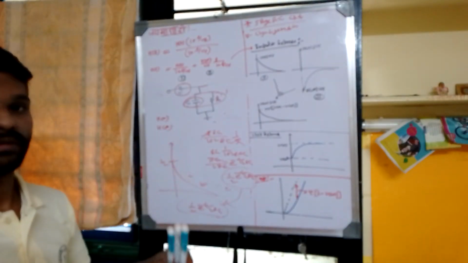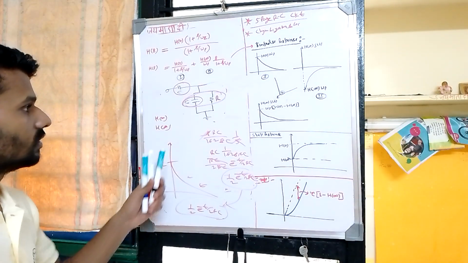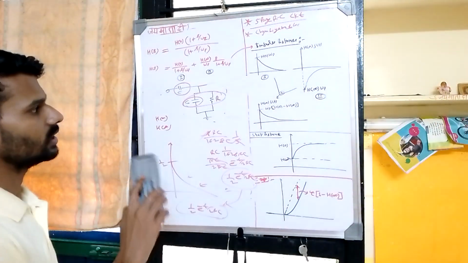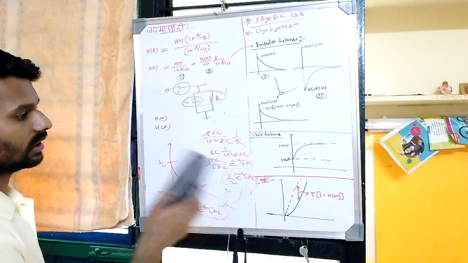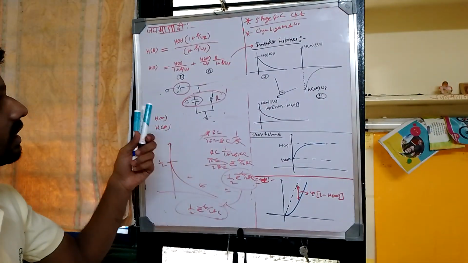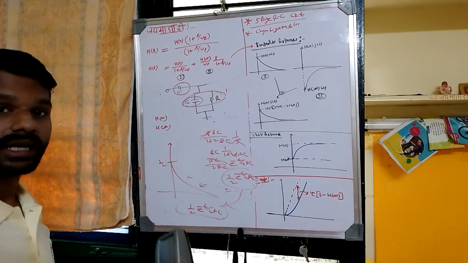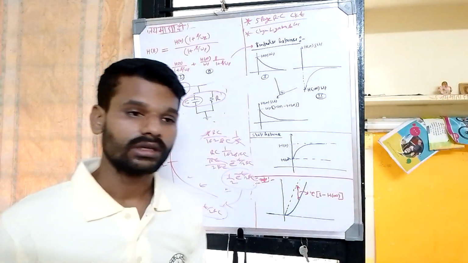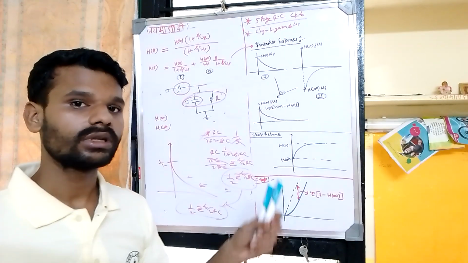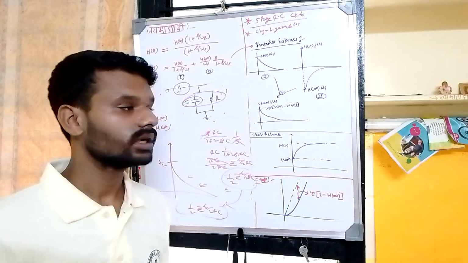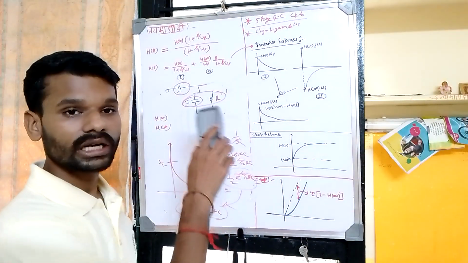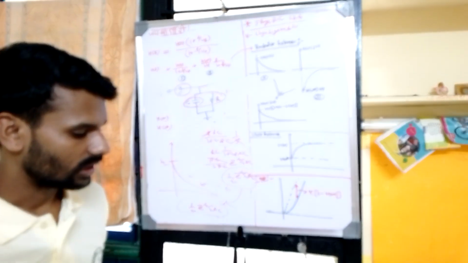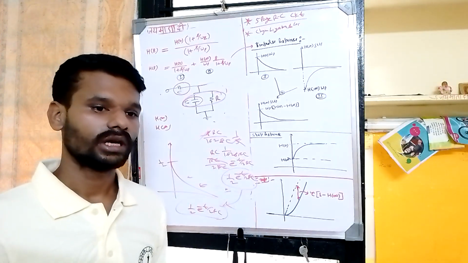So like this, for all passive circuits, you can calculate the impulse, step, and ramp response. Earlier I discussed the Bode plot and phase plot, so you can also plot the Bode plot and the phase plot for any kind of passive circuit. I thought this would help you a lot.